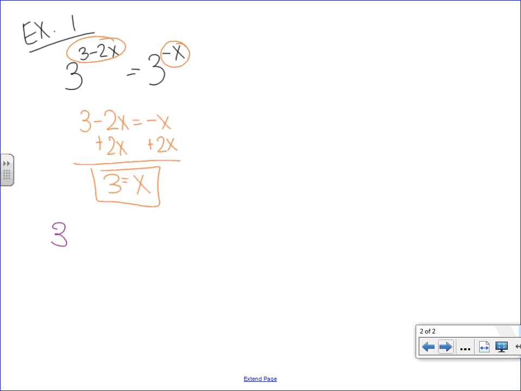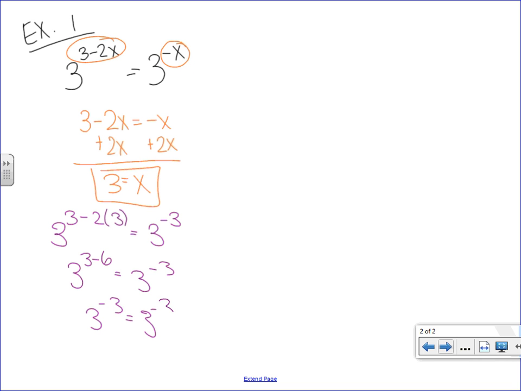So we always check in our original. So that's going to be 3 to the 3 minus 2 times 3 power. This is 3 minus 6 up here. Oops. Getting ahead of myself. And that is in fact negative 3.